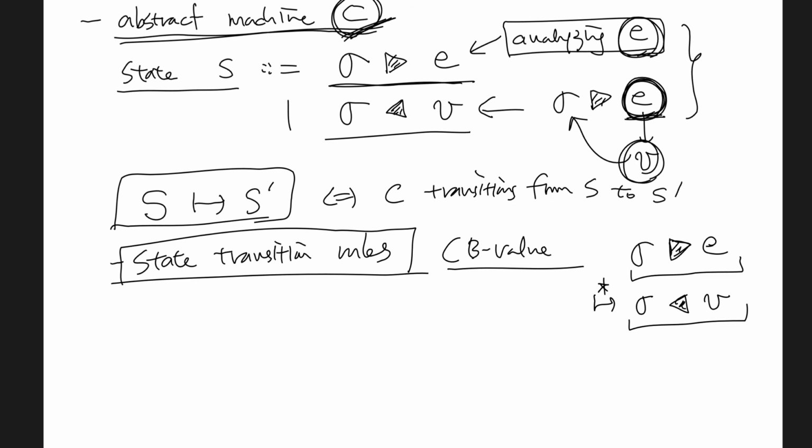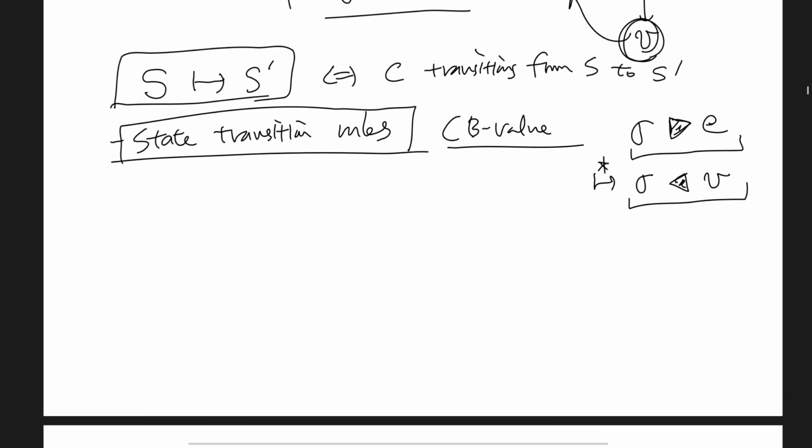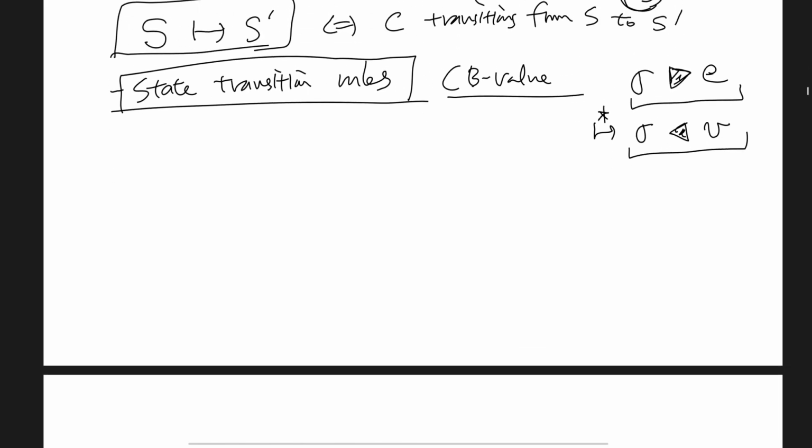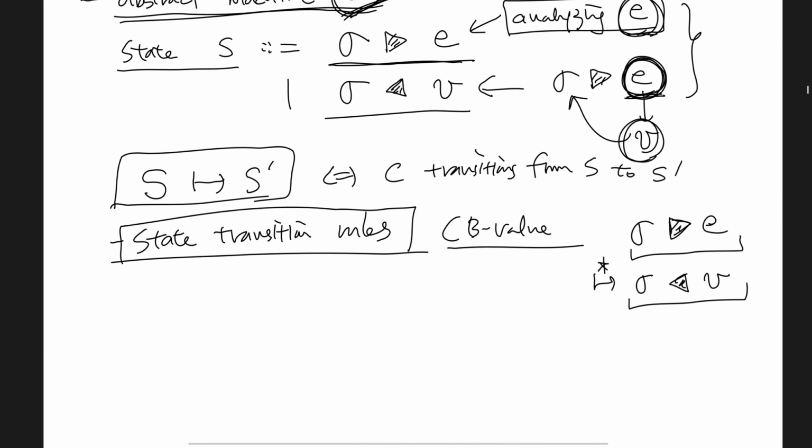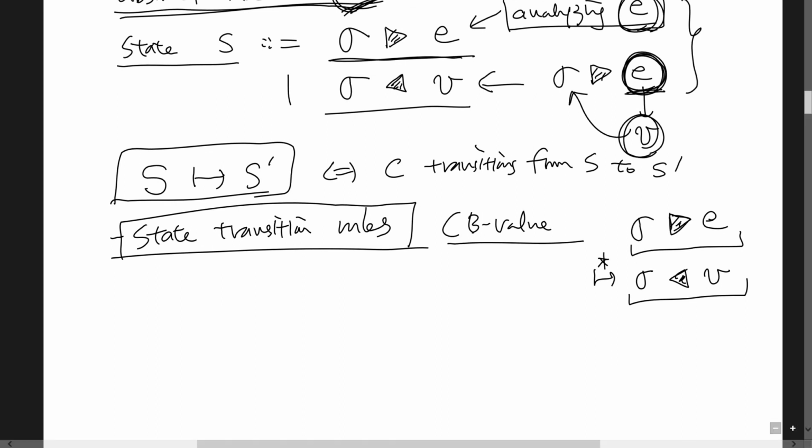Let's develop the reduction rules. First, what happens if you have this special case? You are trying to analyze this expression, but you have discovered that it's already the value. So now it's time to reverse the direction and start to return this value back to this stack of frames. So the next state is going to be sigma left triangle value V.